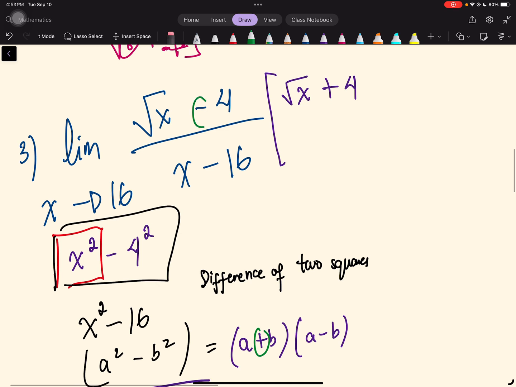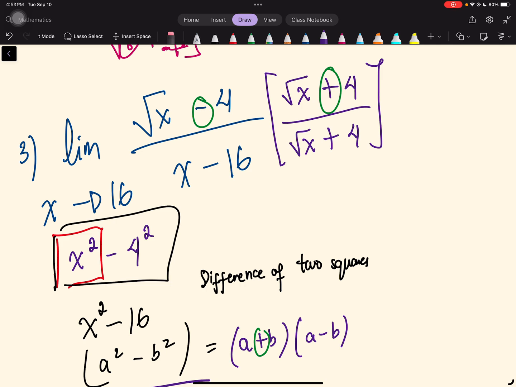Plus to, negative to, I did the opposite. Opposite charge. This isn't chemistry, okay? My bad. Opposite sign. So, I'm gonna multiply the denominator to the same thing. Okay? Para same pa rin siya. We're just changing the form.